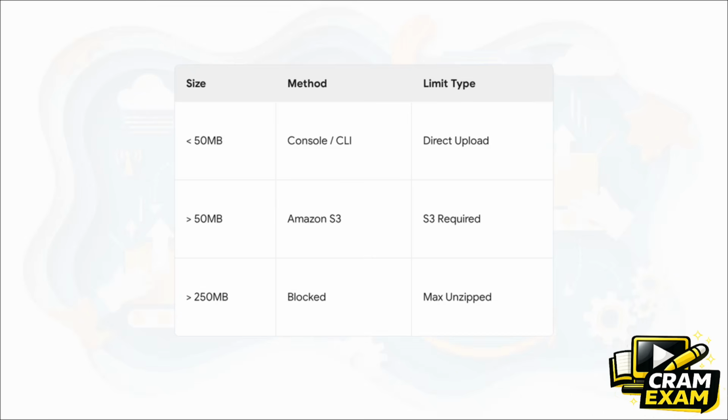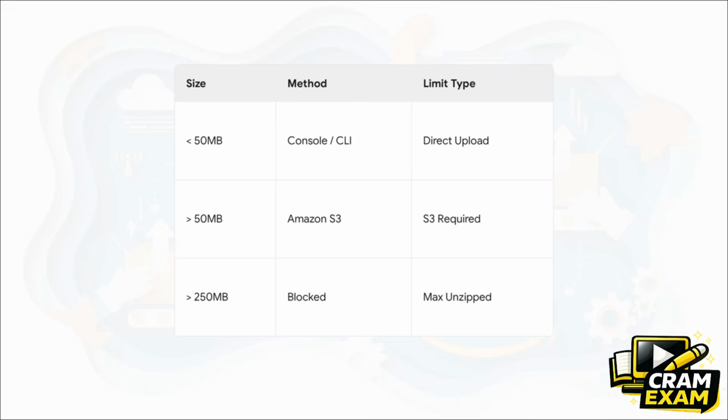Okay, next up, we need to understand the upload methods, because AWS will literally block your deployment if you don't know the rules here. If your zip file is under 50 megabytes, you're good to upload it directly through the AWS console or the AWS CLI. But if your zip file is over 50 megabytes, that direct API call is going to reject it. You have to upload the zip to an Amazon S3 bucket first, and then point Lambda to that S3 URL.